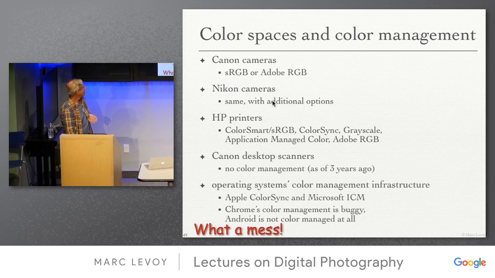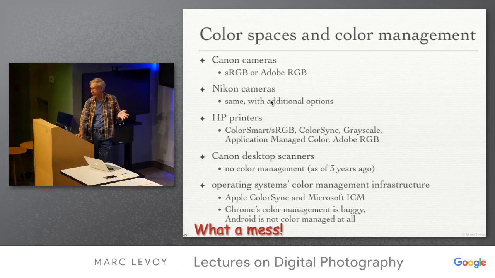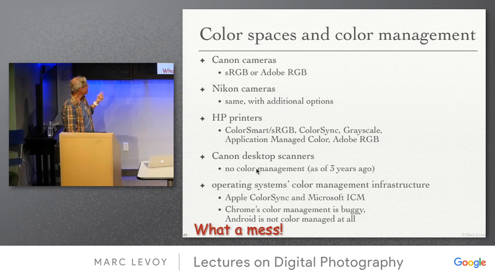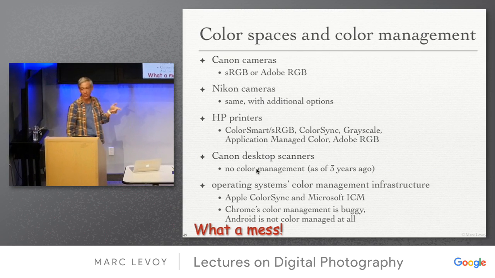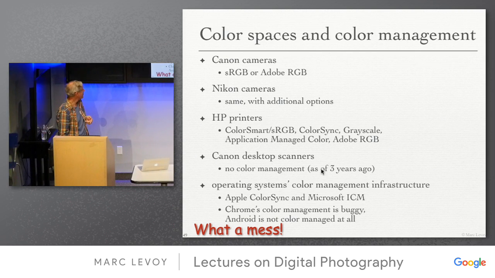Canon cameras, Nikon cameras, they have a variety of color spaces. Printers now are cognizant of the color spaces. The desktop scanners, for some reason, seem to be the latest, but I think even now they do the right thing as well. This is a few years ago.